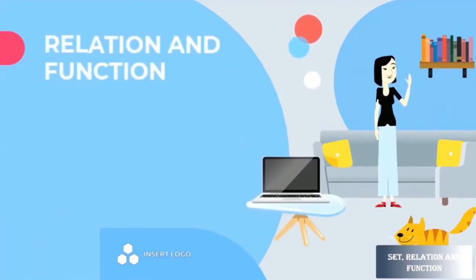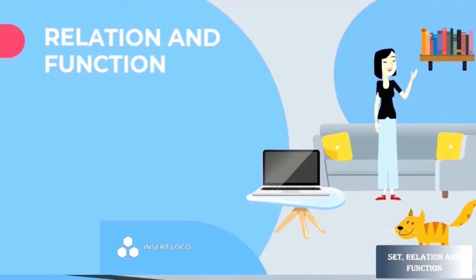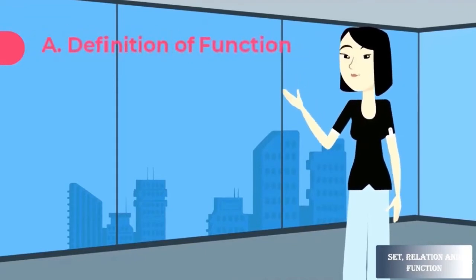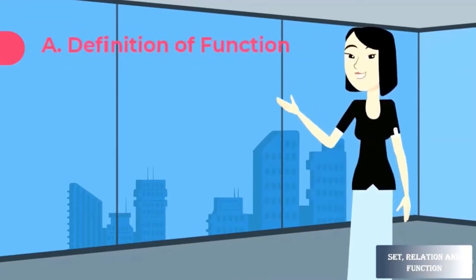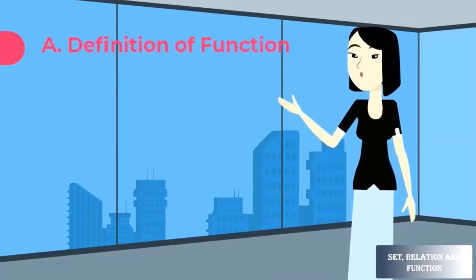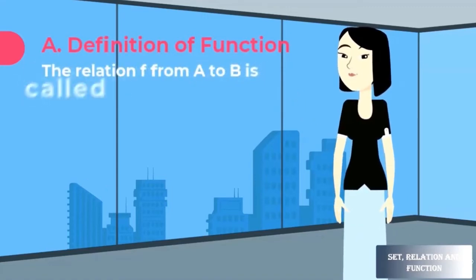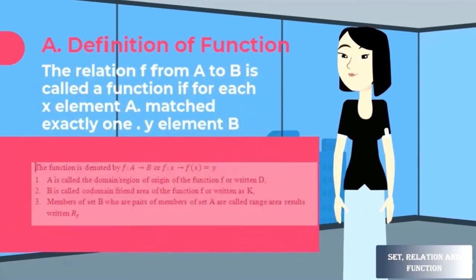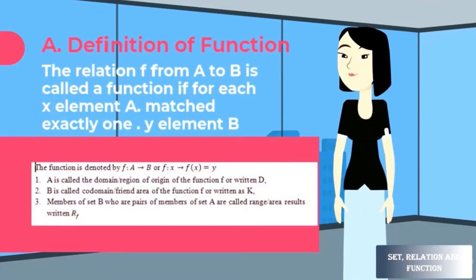Now, we will talk about relation and function. So, the first one we talk about is definition of function. So, what is definition of function? The relation f from A to B is called a function if for each x element A makes exactly 1 in y element B.